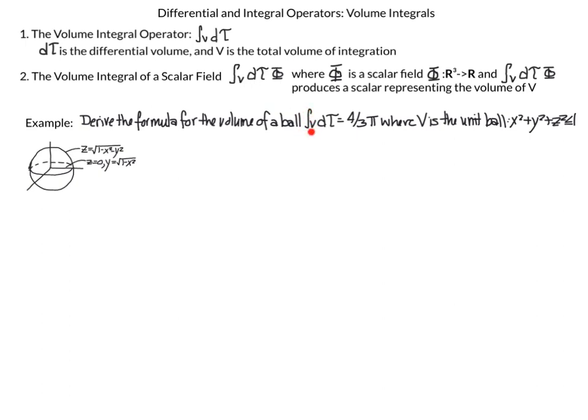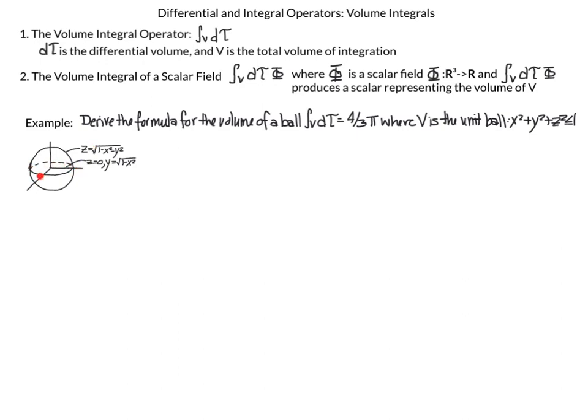So we're integrating over a volume d tau equals 4/3 pi, where V is the unit ball given by the equation x squared plus y squared plus z squared is less than or equal to 1. Over here, I have a drawing of our ball or our sphere, and its radius is equal to 1, and I have that z is related to x and y by z is the square root. Positive is the upper half of the sphere. The bottom is the lower hemisphere. So the positive is z equals the square root of 1 minus x squared minus y squared. And I really should have put a plus or minus here.